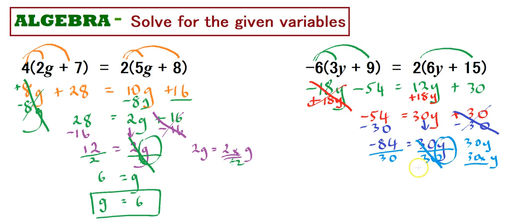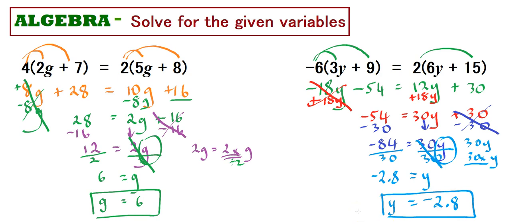So this cancels out. We're left with, on the right hand side, y, and 84 divided by 30 is negative 2.8. And we just reformat so the y is on the left and its number value is on the right. Box out the answer. Finished.